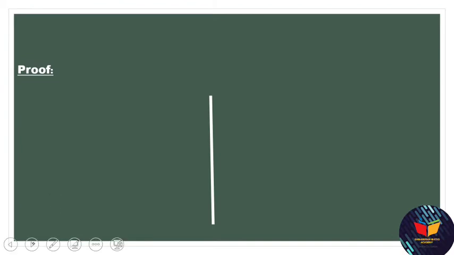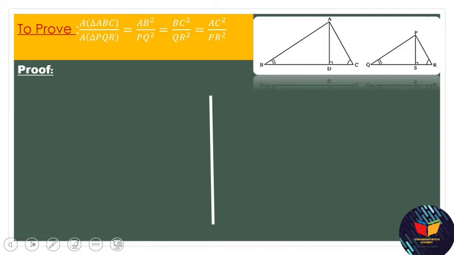So let us start with the proof. Here is To prove and here is the figure. Okay, so first of all, what is given to us? Triangle ABC and triangle PQR are similar triangles. So first of all we will write that triangle ABC is similar with triangle PQR. Okay, and it is given. So you have to write the reason in brackets: it is given.